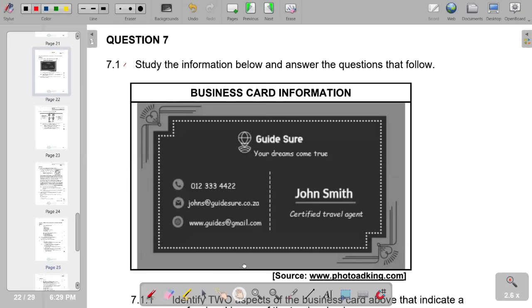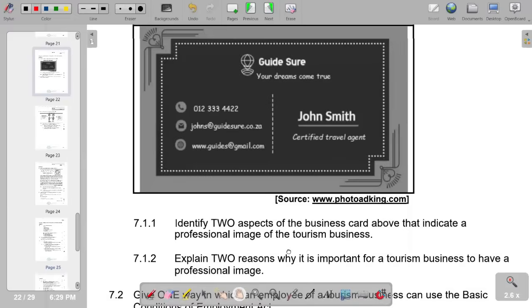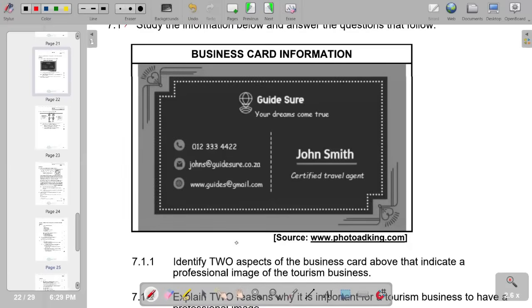Then the question reads, identify two aspects of the business card above that indicate a professional image of the tourism business. So the aspects that we have is that we have got a slogan indicated here, your dreams come true. There's a slogan. We see that there are contact details, in terms of the phone number, we also have the email. We also have the presence of a website on this part.